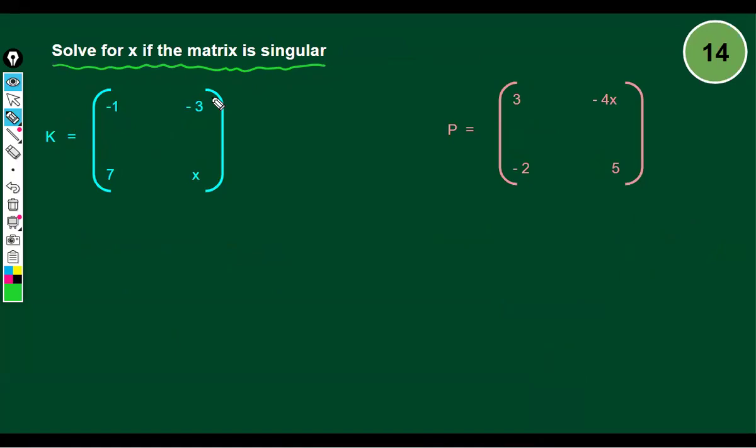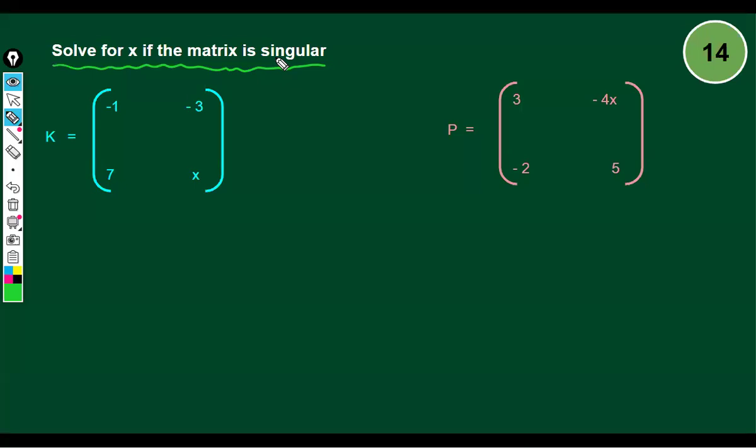It's a solve for X question, which means we're going to have to try to get X on one side and everything else on the other side. But I want to do the blue one for you, and then you can try the pink one as practice. Right, so the examiner said K is a singular matrix. He's not asking you if it is a singular matrix, he's telling you it's a singular matrix. So what do we know about singular matrices?